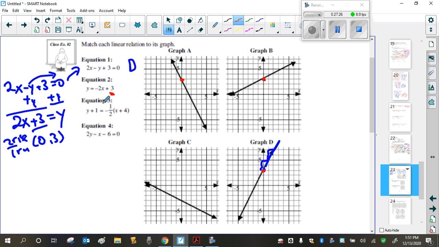And we have negative 2 over 1, so 2 down this time. 2 down, 1 to the right. Now, this looks pretty good. 2 down, 1 to the right. Okay, so A marks a spot.